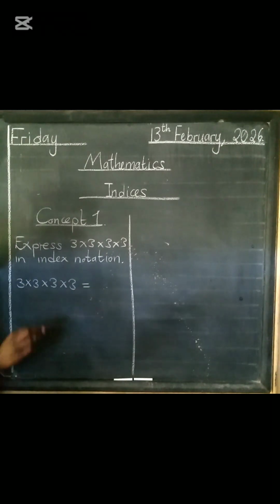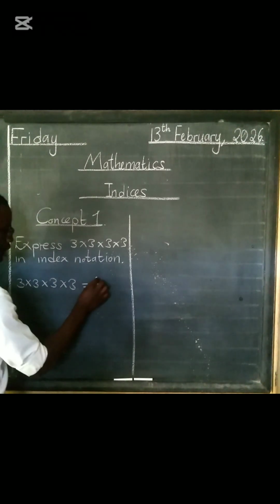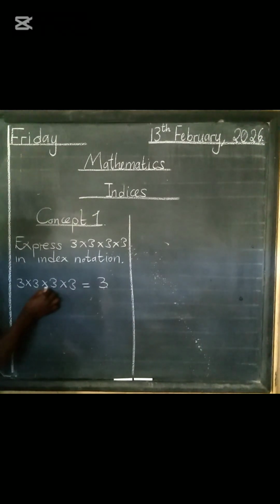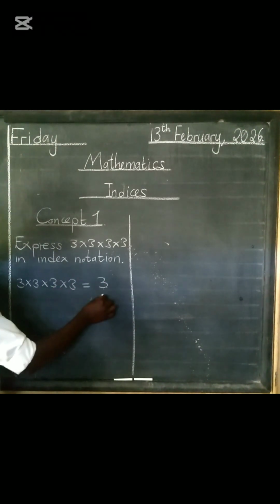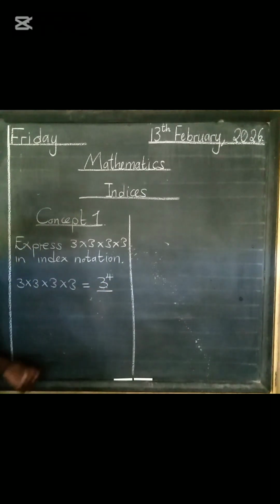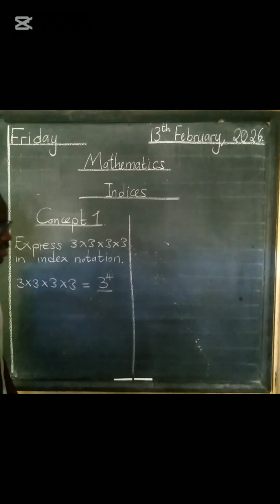What do we do? First thing first, we find our base. What is the base? The base is the number being multiplied by itself. In this situation, it's 3. Then the power. The power is how many times that number is being multiplied by itself. For this one, it's 1, 2, 3, 4. So the short form is 3 to the power 4. Like that, you have found the answer. So this is concept number 1 for indices.